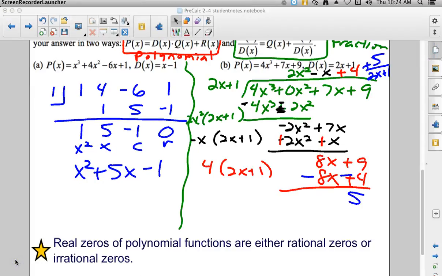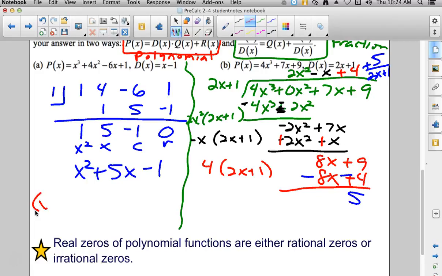Okay, now the directions did say that we should write our answer in two different ways. So we'd have to go back and say, okay, we did the fraction form of this one already. The polynomial form would be x minus 1 times x squared plus 5x minus 1. So this would be our fraction form. Just so happened we didn't have a fraction with that one. And this would be our polynomial form.